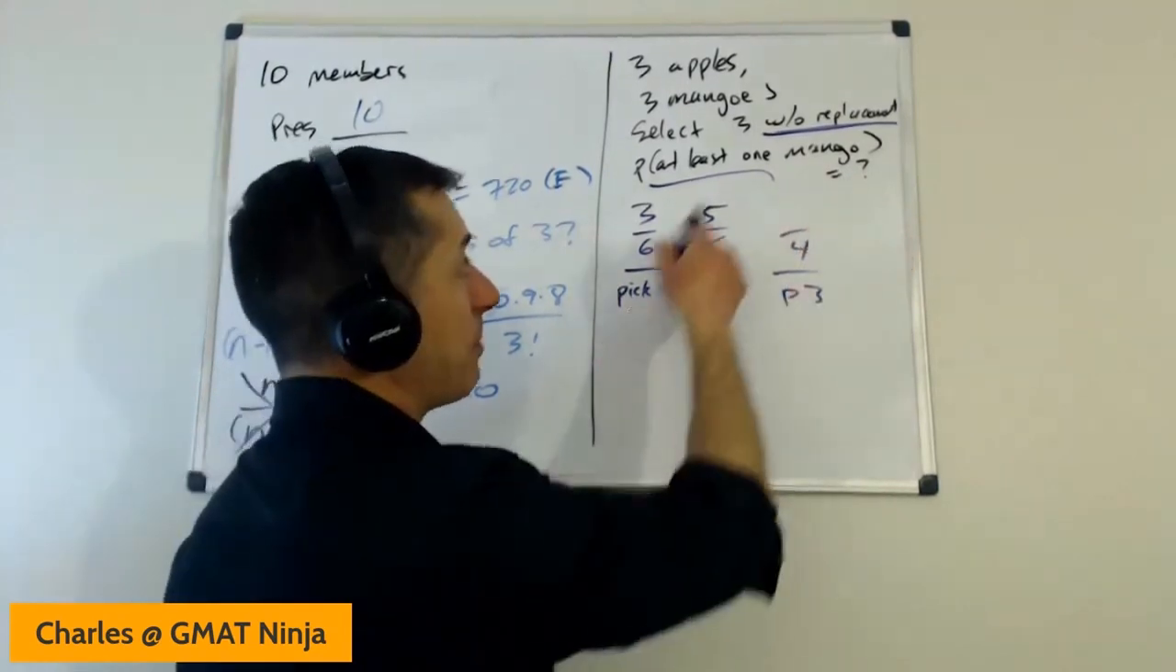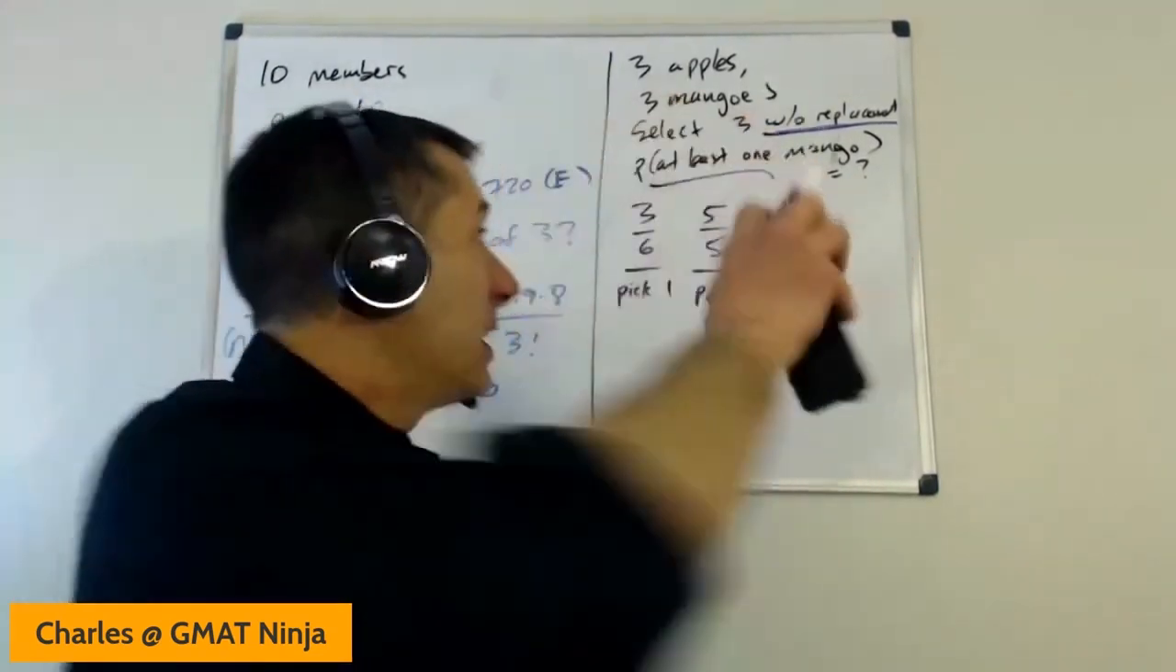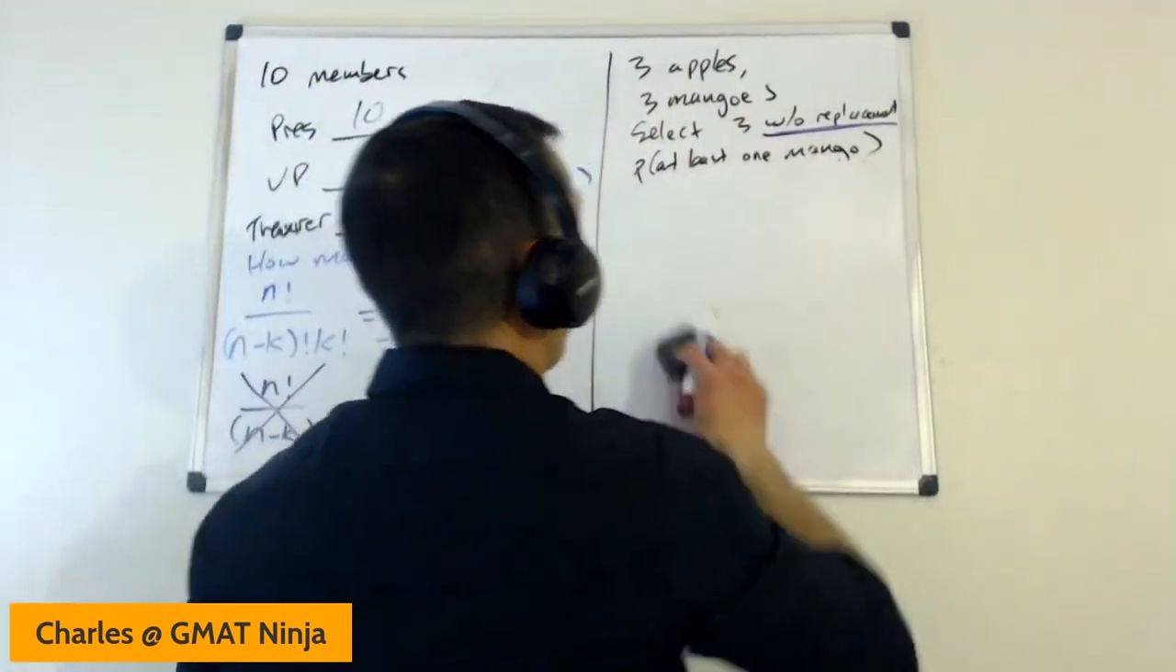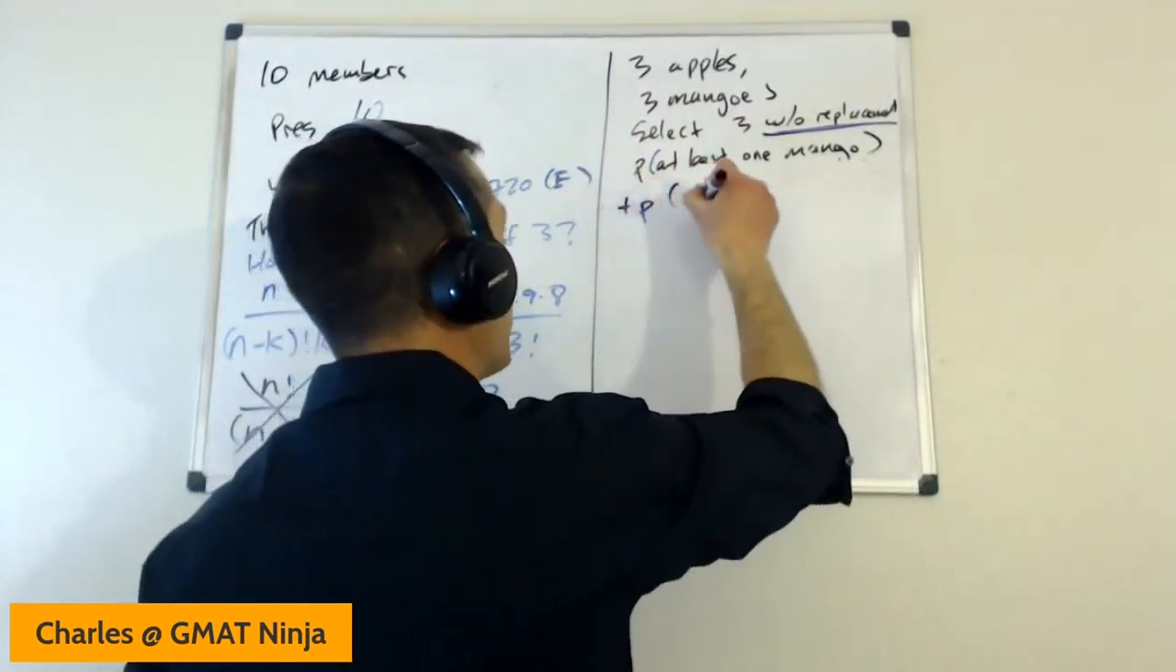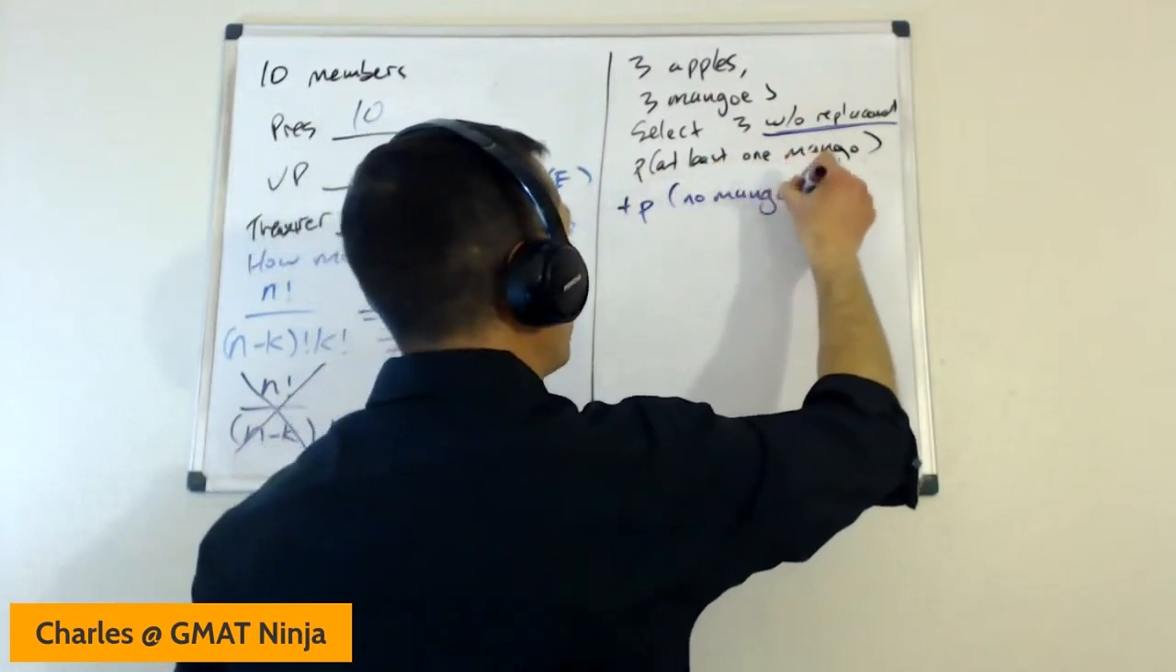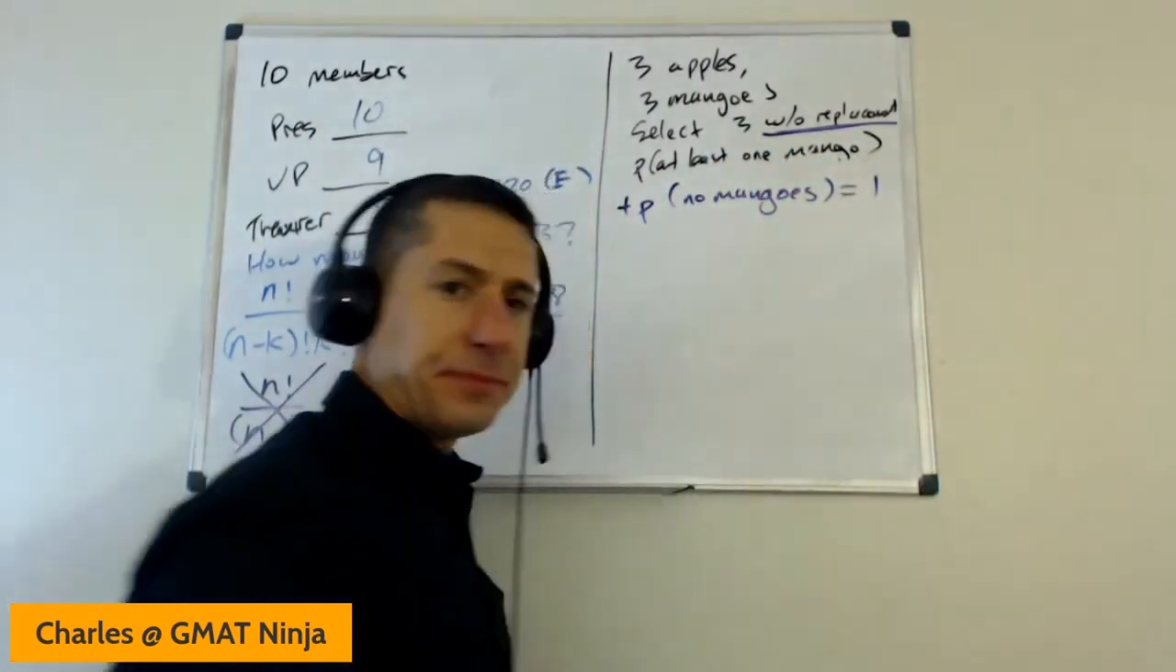So the probability of at least one mango, I'm going to erase this for a second, plus the probability of no mangoes, got to give you 1, right?